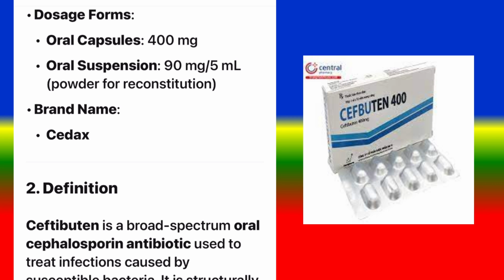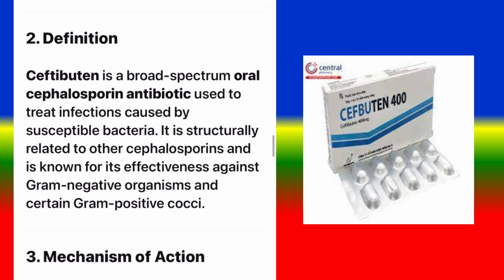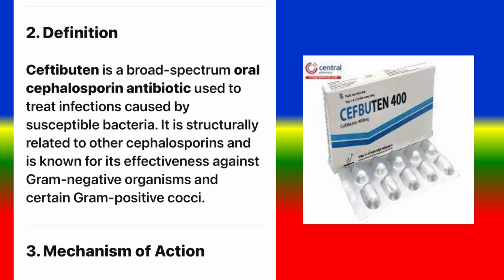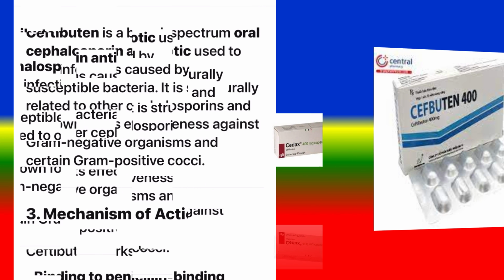2. Definition. Ceftibuten is a broad-spectrum oral cephalosporin antibiotic used to treat infections caused by susceptible bacteria. It is structurally related to other cephalosporins and is known for its effectiveness against gram-negative organisms and certain gram-positive cocci.